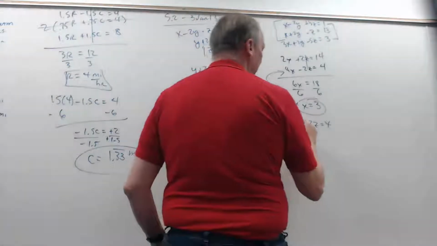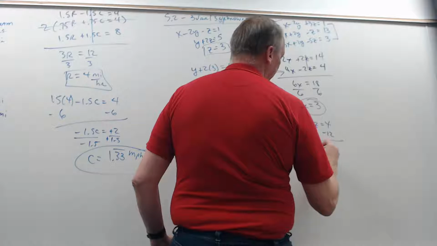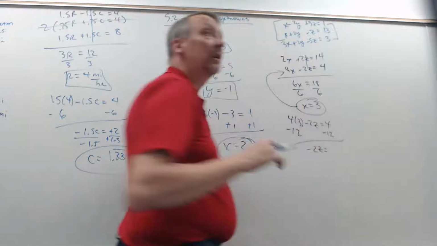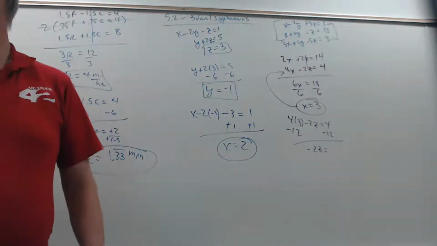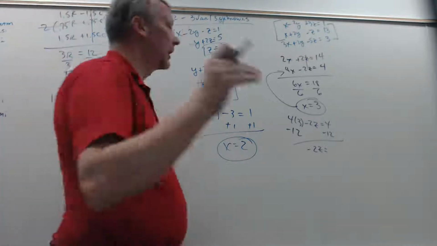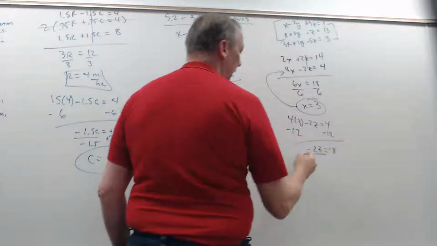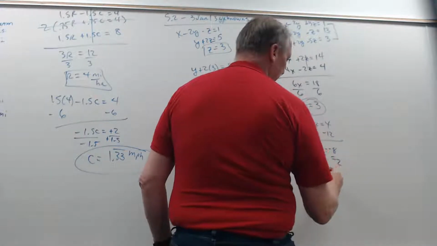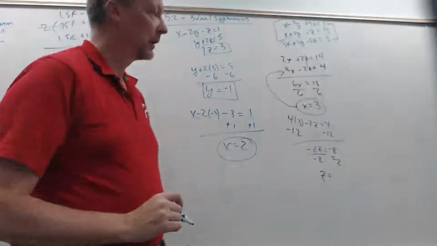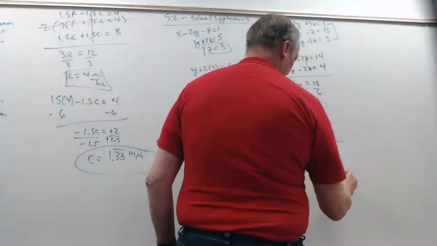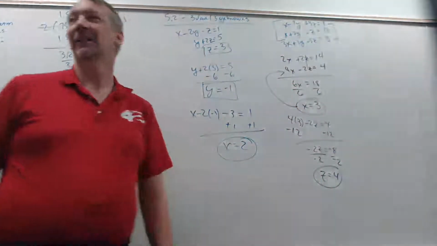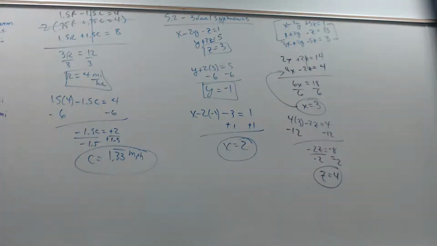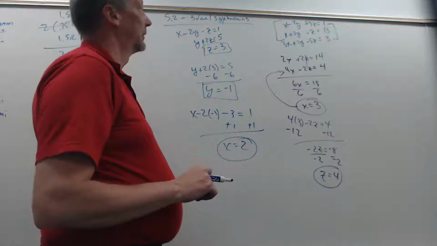So I'm going to subtract 12. Negative 2z equals 4 minus 12, which is negative 8. Divide by negative 2. Z equals positive 4. Don't mess up your signs now. Okay. So z equals 4, then what?